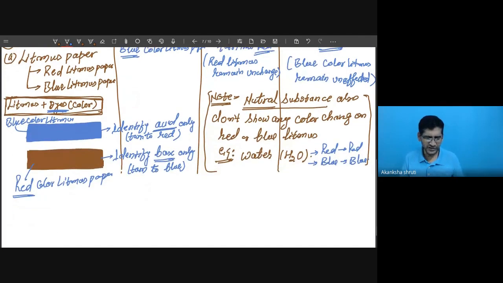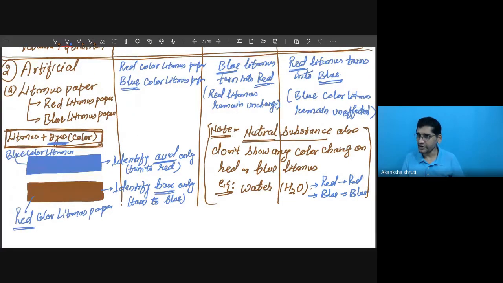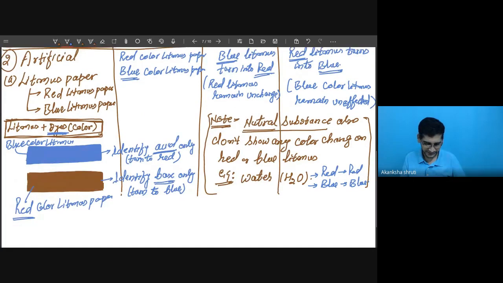Now let me go for the other artificial indicators and let me quickly write their color change. It was important, student, litmus paper is very important. In the whole book you have to focus on litmus paper only, the rest you just have to keep a little in mind.